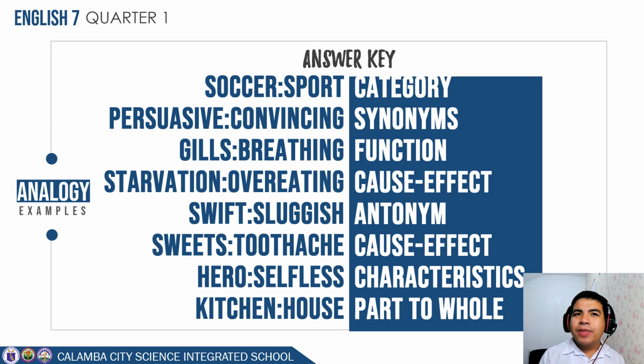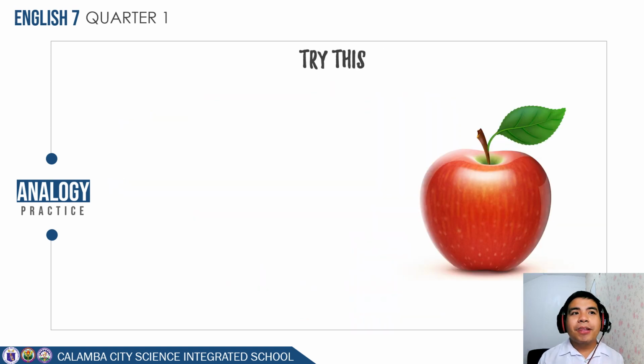How many items do we have here? 1, 2, 3, 4, 5, 6, 7, 8. Okay, now, who got 8? Wow, that is so awesome. How about 7? You also did well. Don't you worry. How about 6? You practice more. Okay, now, moving on. Let us try this.